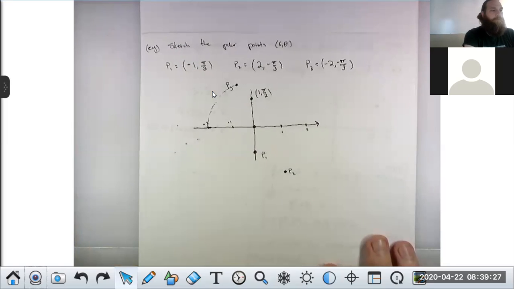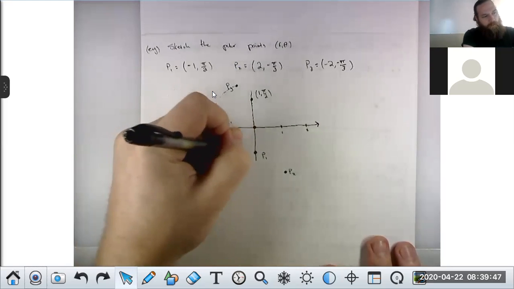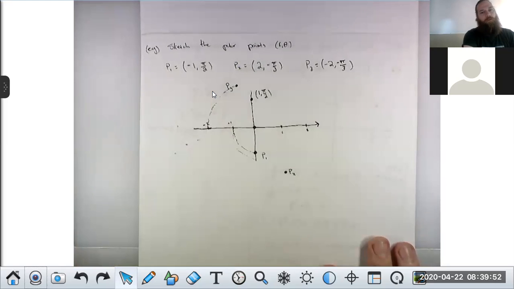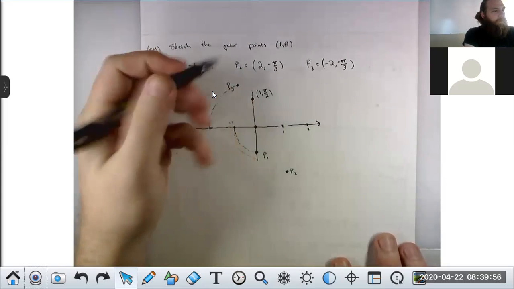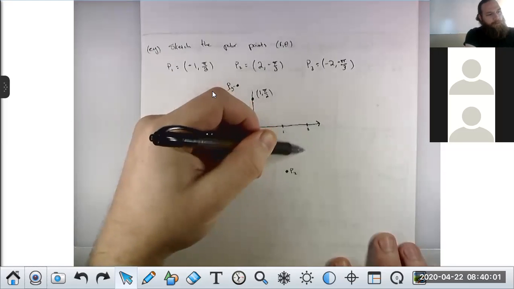So that's how I get from the polar axis to P3. I walk out to -2 because r is -2, and then I rotate in the opposite orientation from a normal angle by pi over 3. To get to P1, I walked out to -1 and then rotated in the positive orientation by pi over 2. And to get to P2, I walked out to 2 and rotated in the negative orientation by 60 degrees.